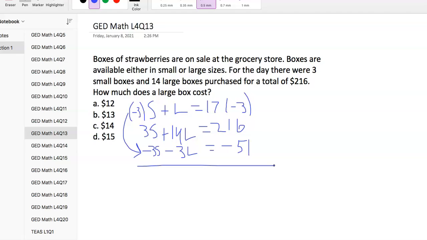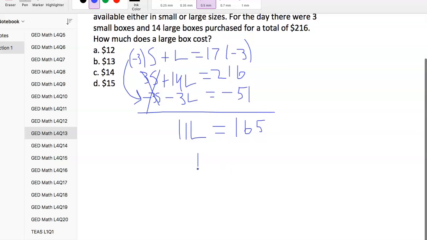Sort of hard to believe this all works, right? Then I have 3S minus 3S. Those cross each other out. That's now gone. I now have 11L equals, and 216 minus 51 is 165. If I divide each side by 11, L equals 15.